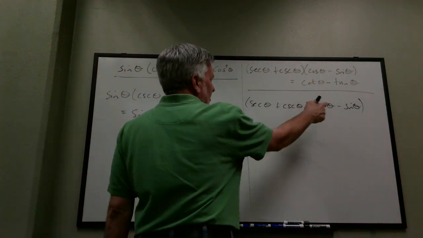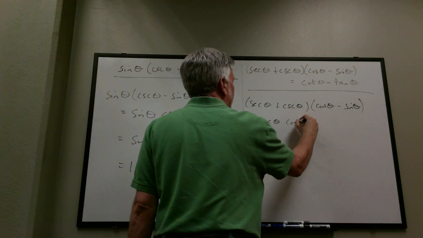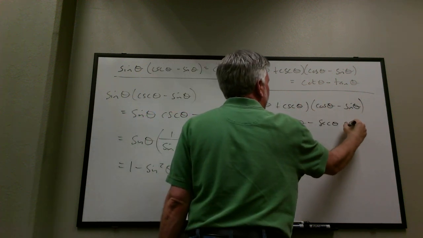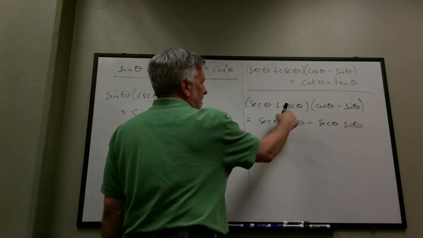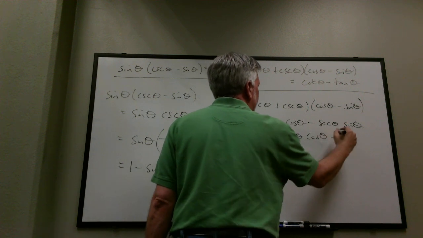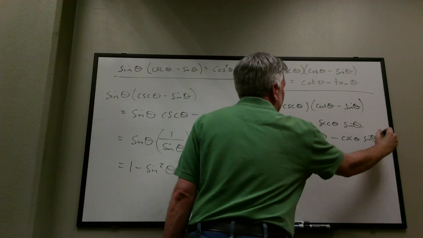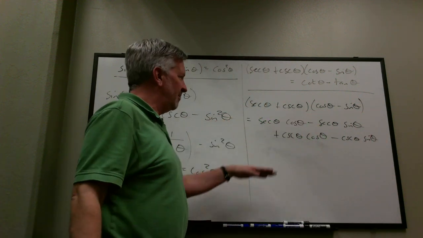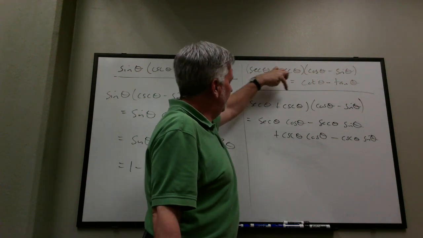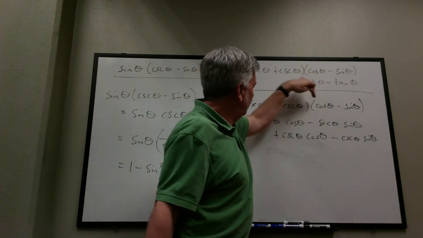It doesn't matter. So if I FOIL this out, you get secant theta cosine theta minus secant theta sine theta plus cosecant theta cosine theta minus cosecant theta sine theta. Again, on your paper, you should put this all on one line. I just ran out of room. All right, let me check myself. Secant theta cosine theta, minus secant theta sine theta, plus cosecant theta cosine theta, minus cosecant theta sine theta.